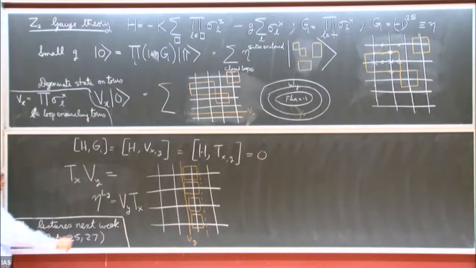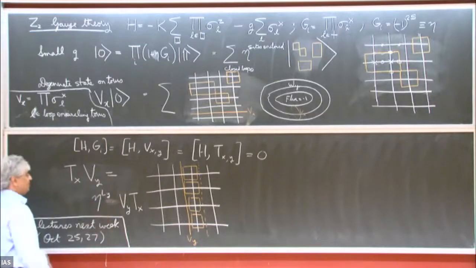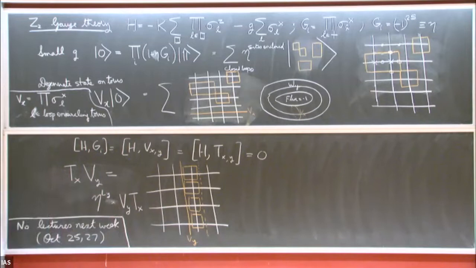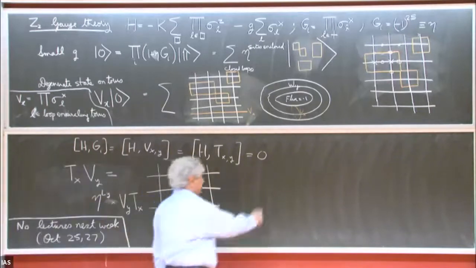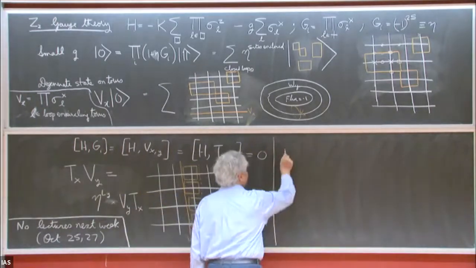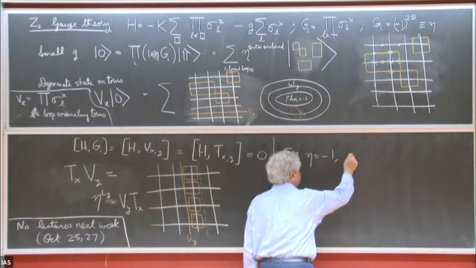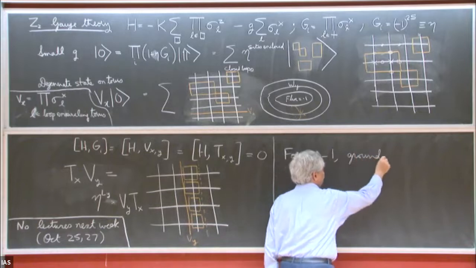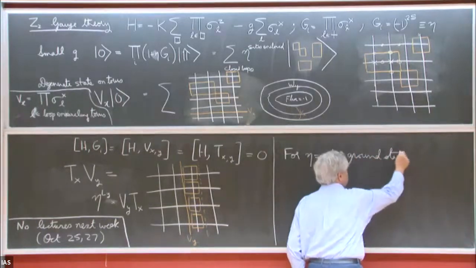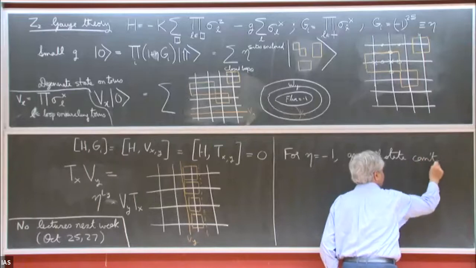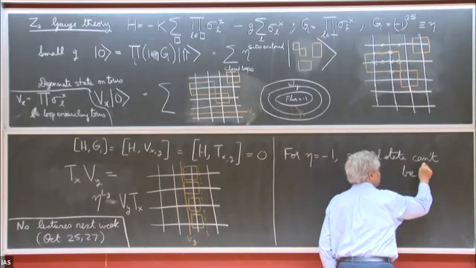Okay, so there is this factor here, so not equal to, times. So Tx and Vy don't commute with each other. Sometimes they anti-commute, specifically for the case where eta is -1. So there's an immediate implication of this, that for eta equals -1, the ground state can't be trivial.